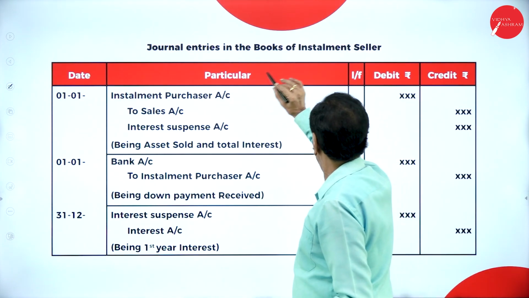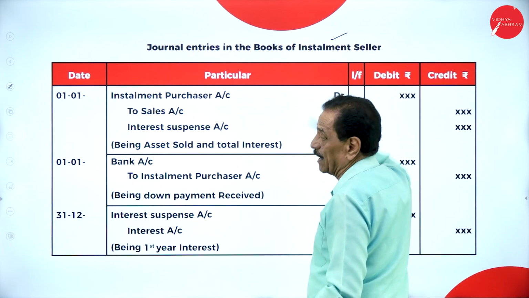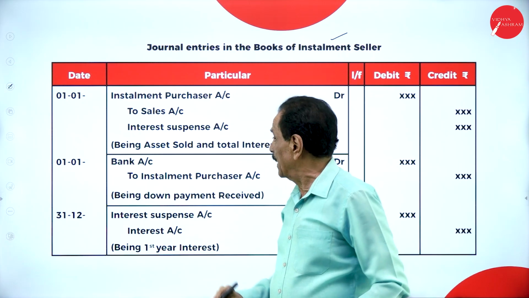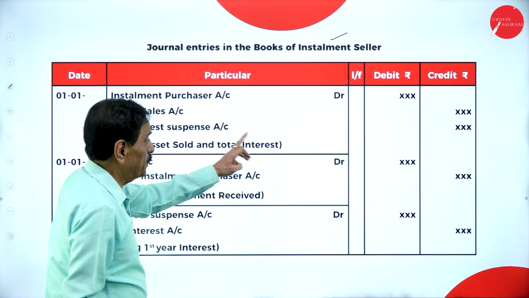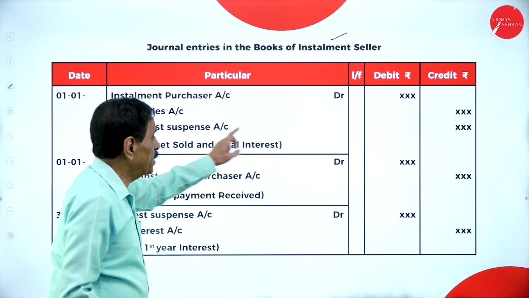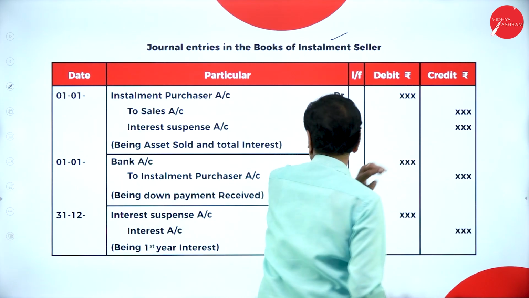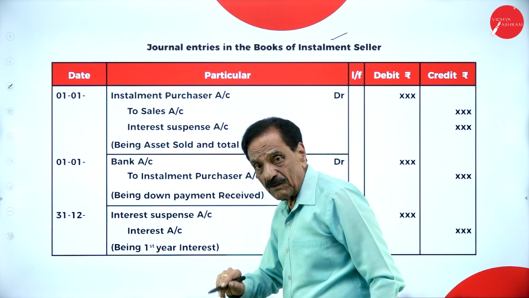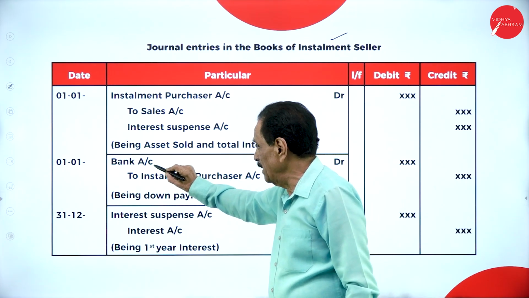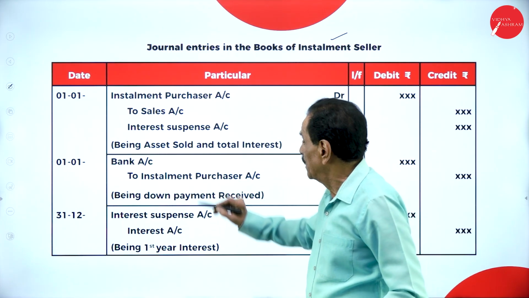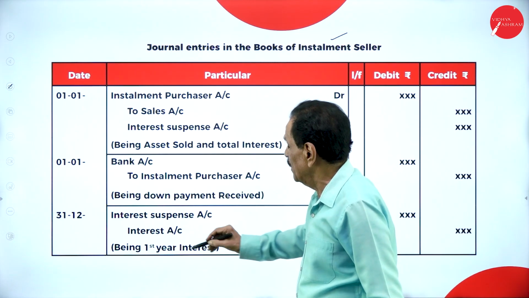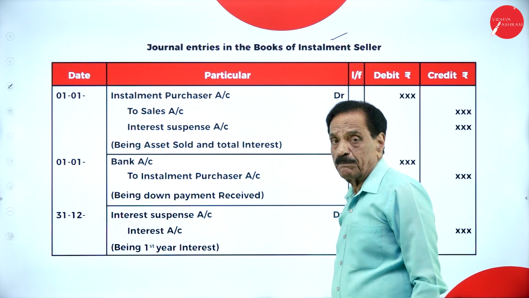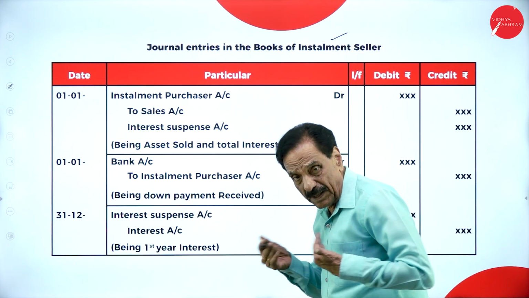Now, journal entries in the books of the installment seller. Installment purchaser account debit to sales account and interest suspense account, being asset sold and total interest. We receive the first installment, the down payment. This is the down payment amount, and this is the total amount to be received. Bank account debit to installment purchaser account, being the down payment received.